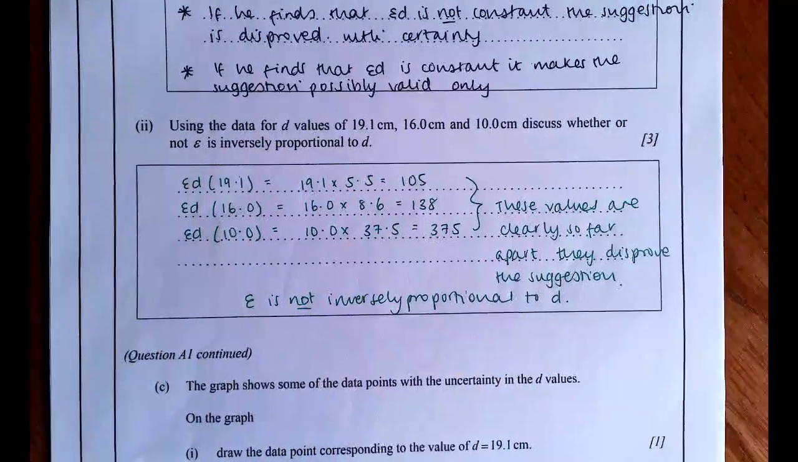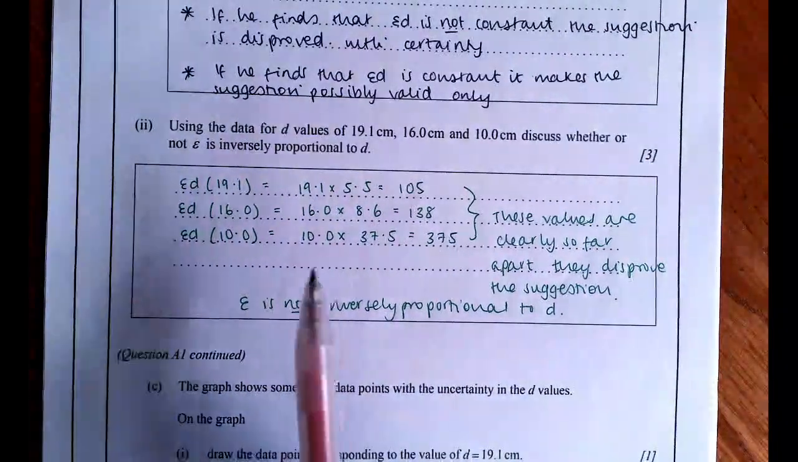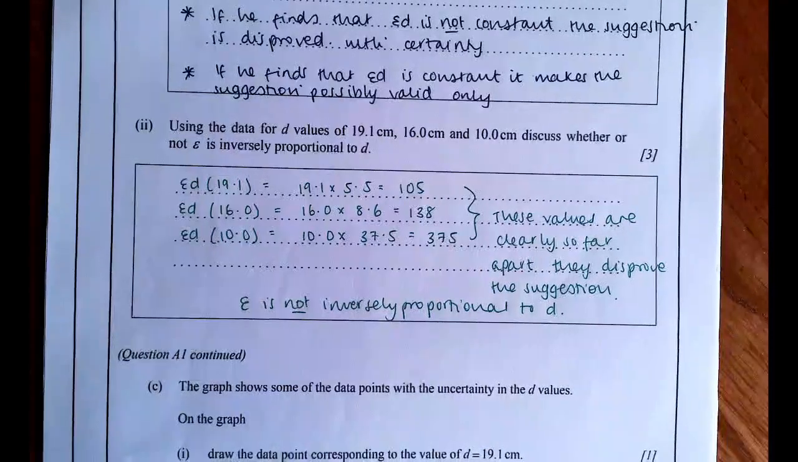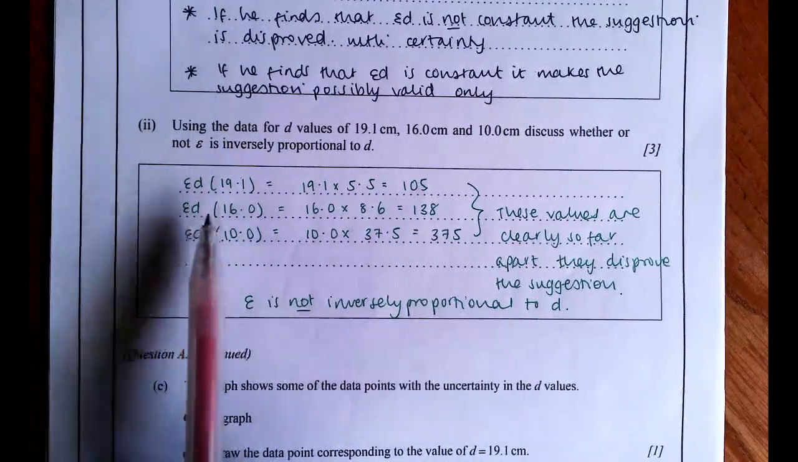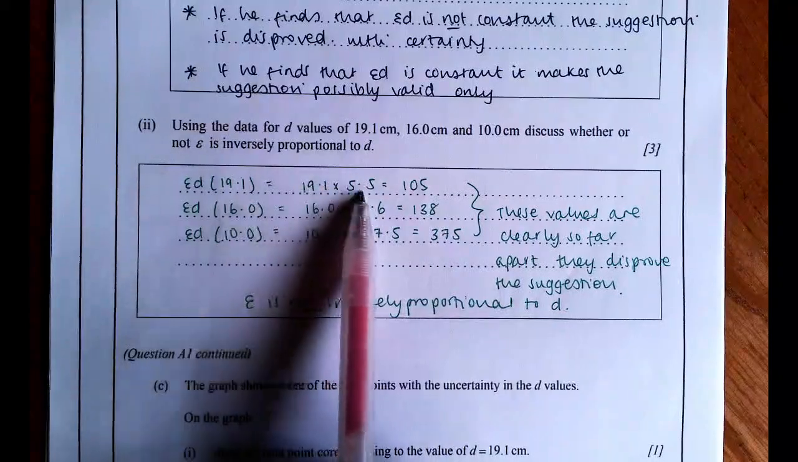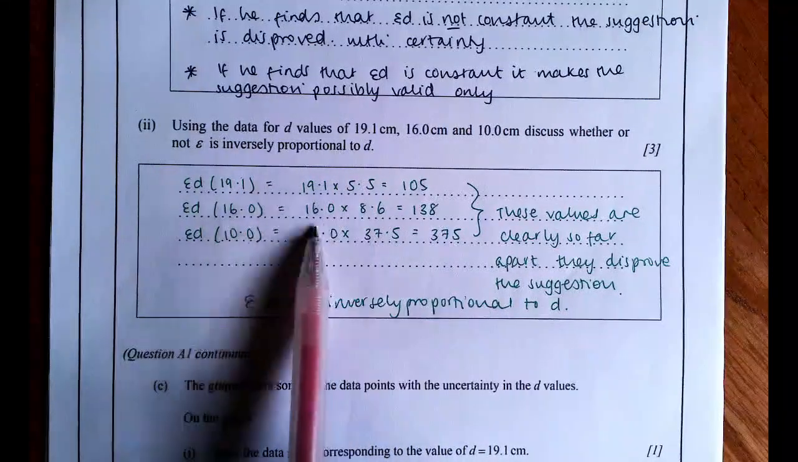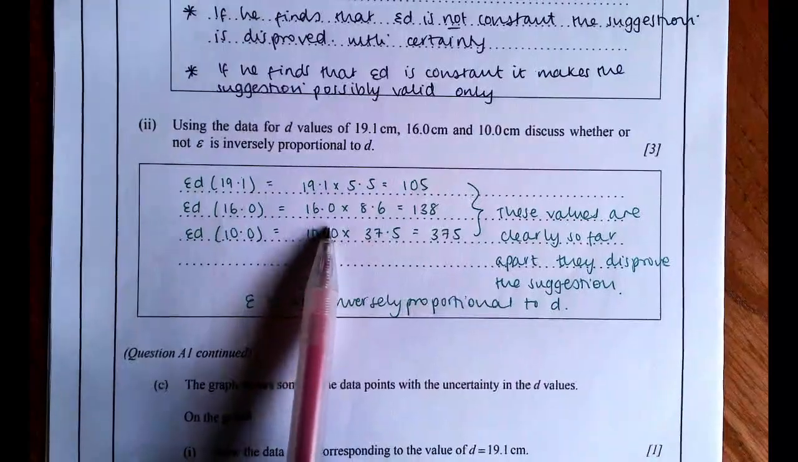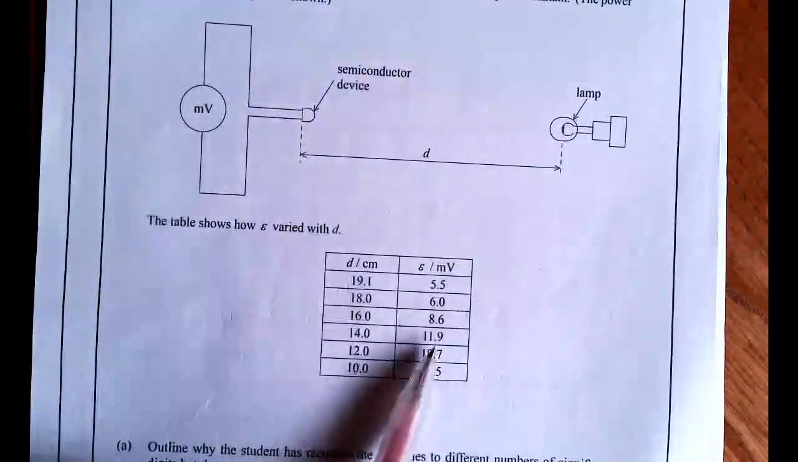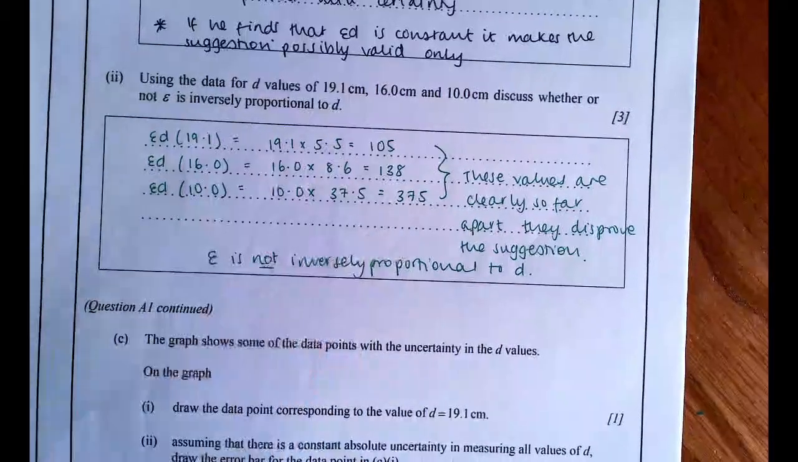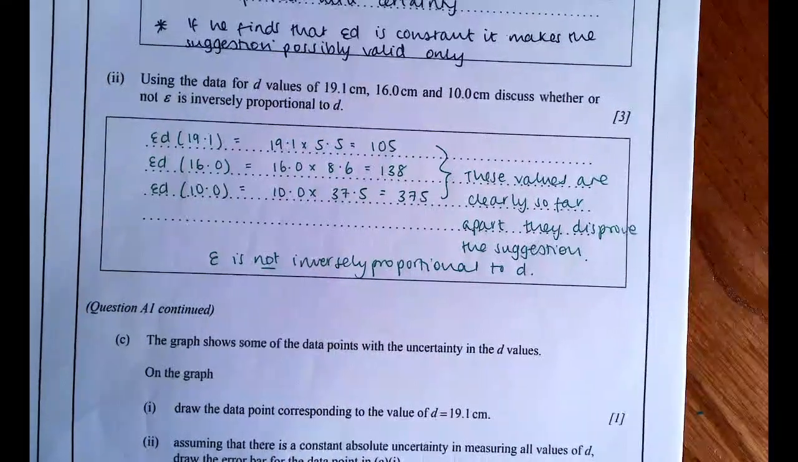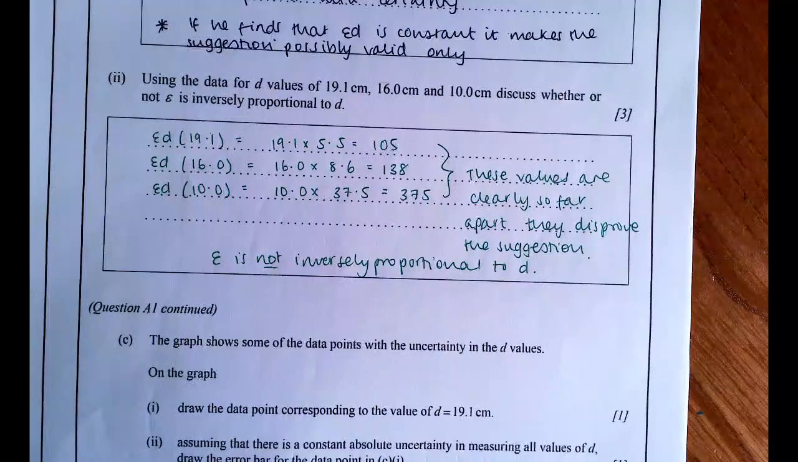Okay, and then in the next part, it gives you 3 of the distance values that are in the table, and it asks you to discuss whether or not that EMF is inversely proportional to distance. So I took the EMF values recorded for each of those distances from the table. Literally, you just grab the values. Okay, and I've calculated the values of the EMF multiplied by the distance.